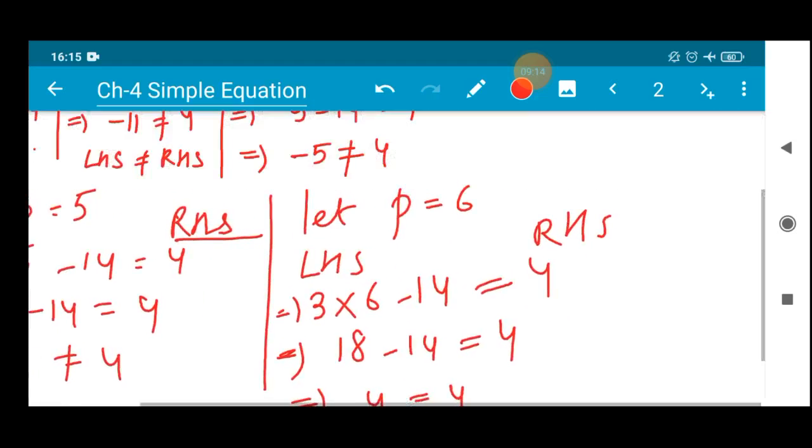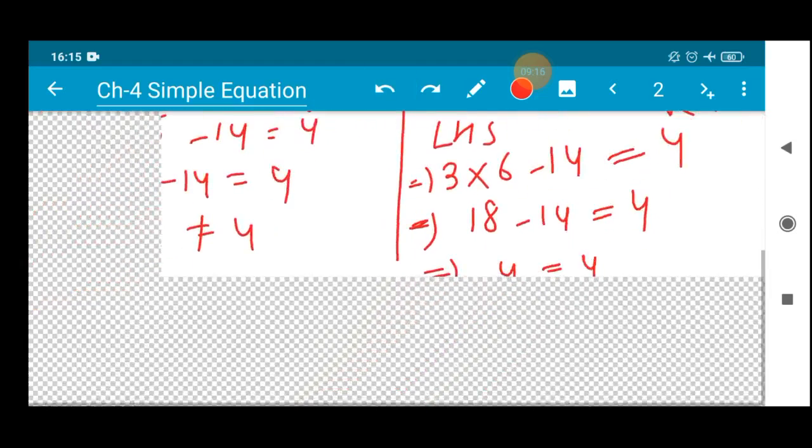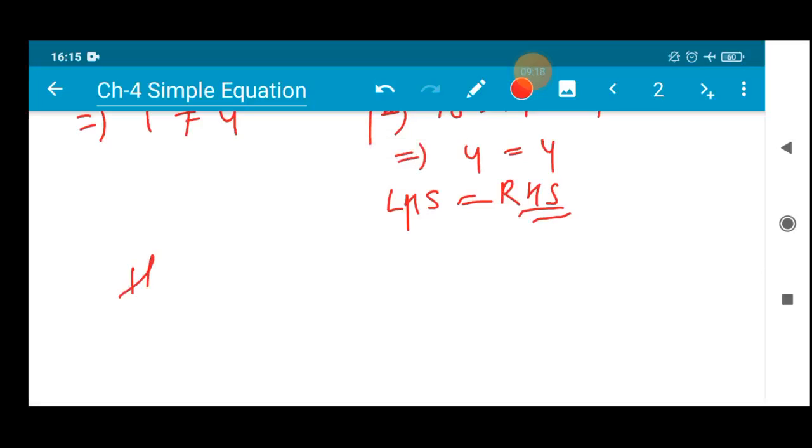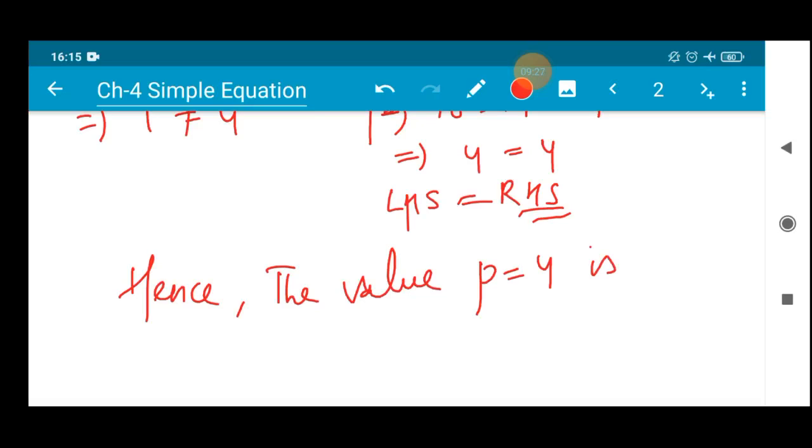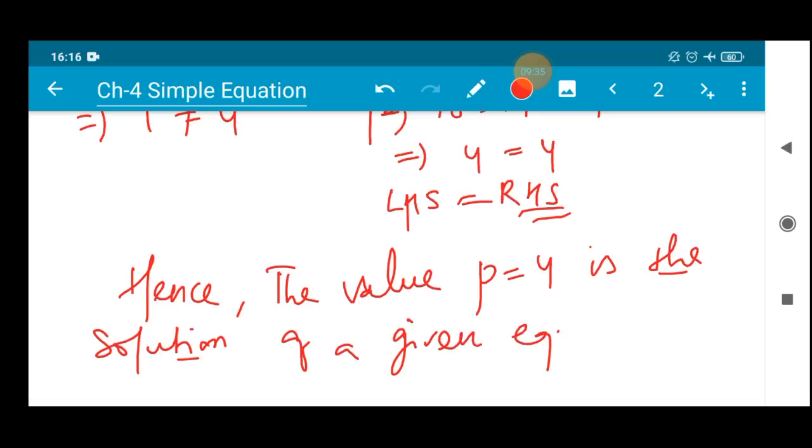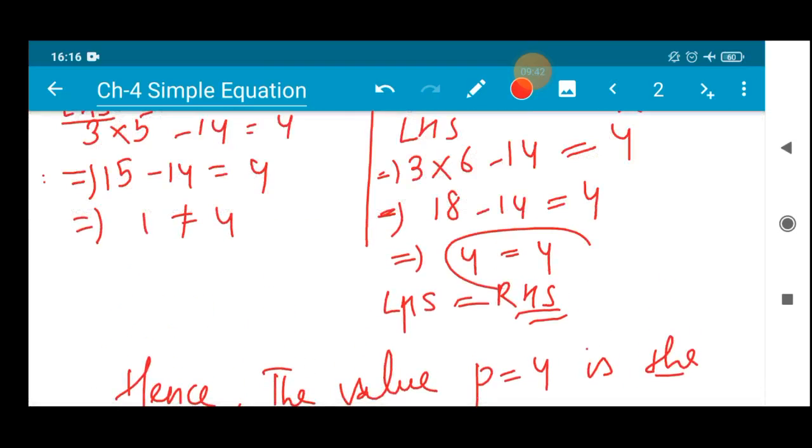So what value is satisfying the condition? The value p is satisfying the condition. Hence we can write, the value p is equal to 6 is the solution of the given equation. After trying a lot of numbers, we got the p value 6, which is fulfilling our condition.